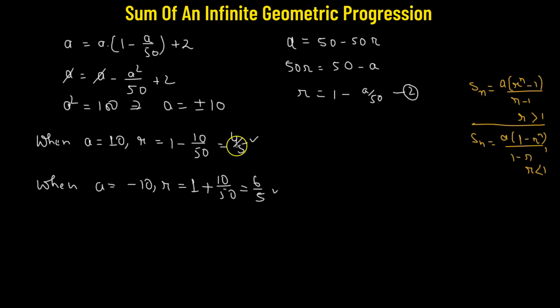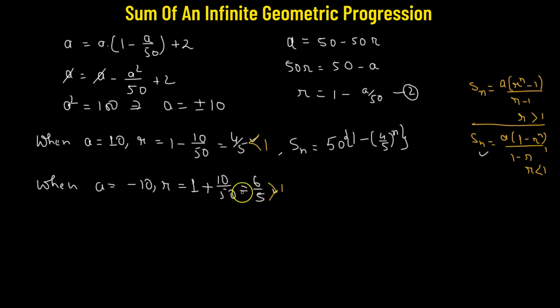Now in the case when R is 4 over 5, this is less than 1, and when it's 6 over 5, it's greater than 1. So the sum to n terms will be equal to the first term, which is positive 10, multiplied by, using this particular formula, 1 minus 4 over 5 whole raised to the power of n divided by 1 minus 4 over 5. That's going to give us 1 over 5. So this will simply be 50. You can check the calculation.